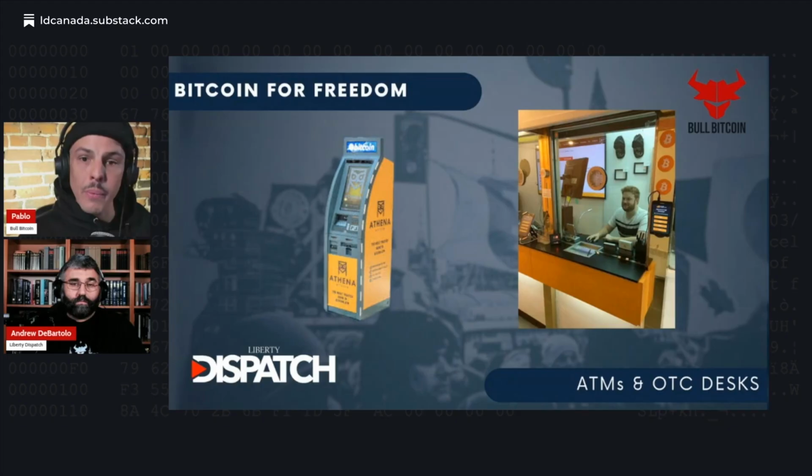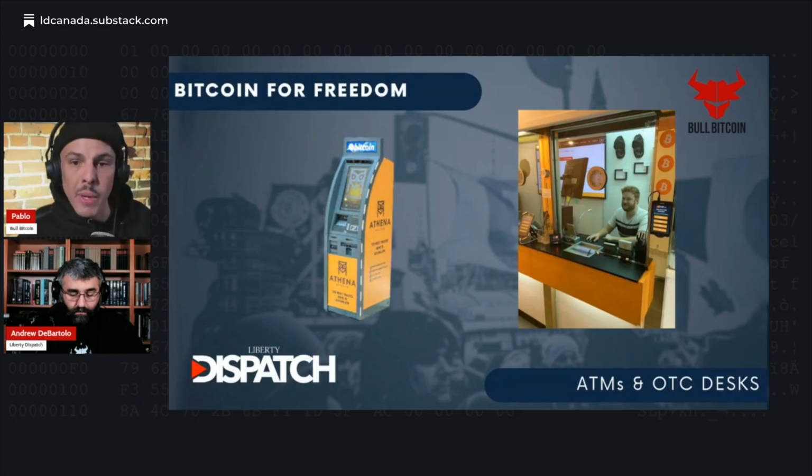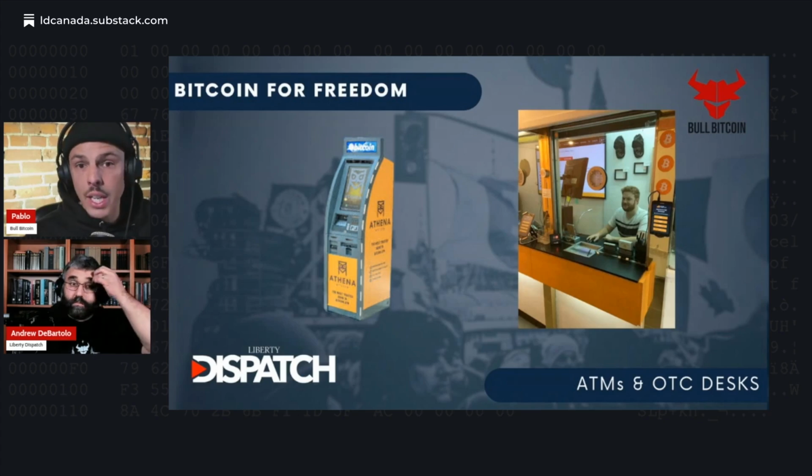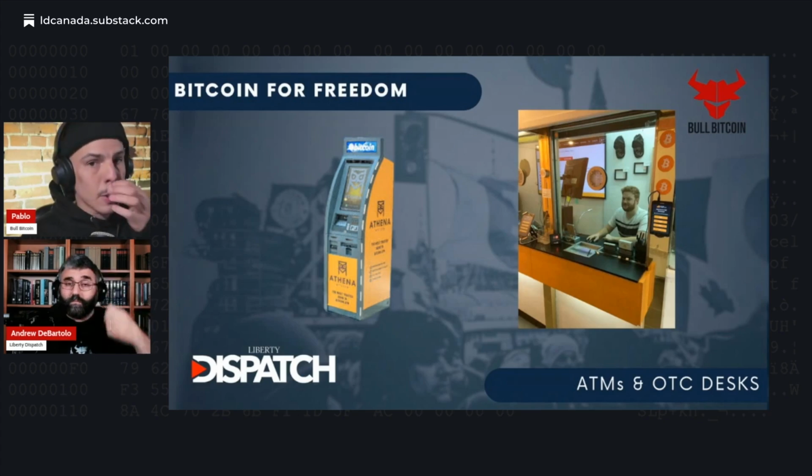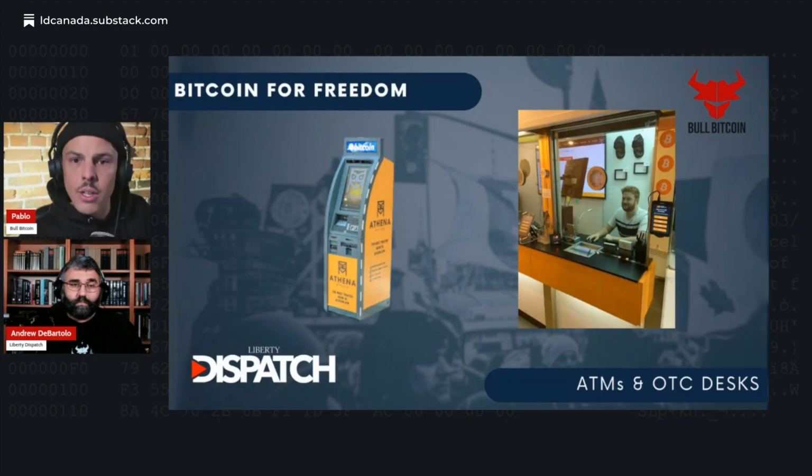Other ways are a bit more in the physical space as well. You have ATMs, which usually have a very high spread because it's a service. You have to pay for the upkeep of the machine, so watch out for the prices on those things. And also in some cities, there are OTC desks, which look like a desk where you'd buy pesos or euros when you're going on vacation. So you show up, you make a transaction, and they hand you over Bitcoin, not as cash, but they'll send you the transaction.